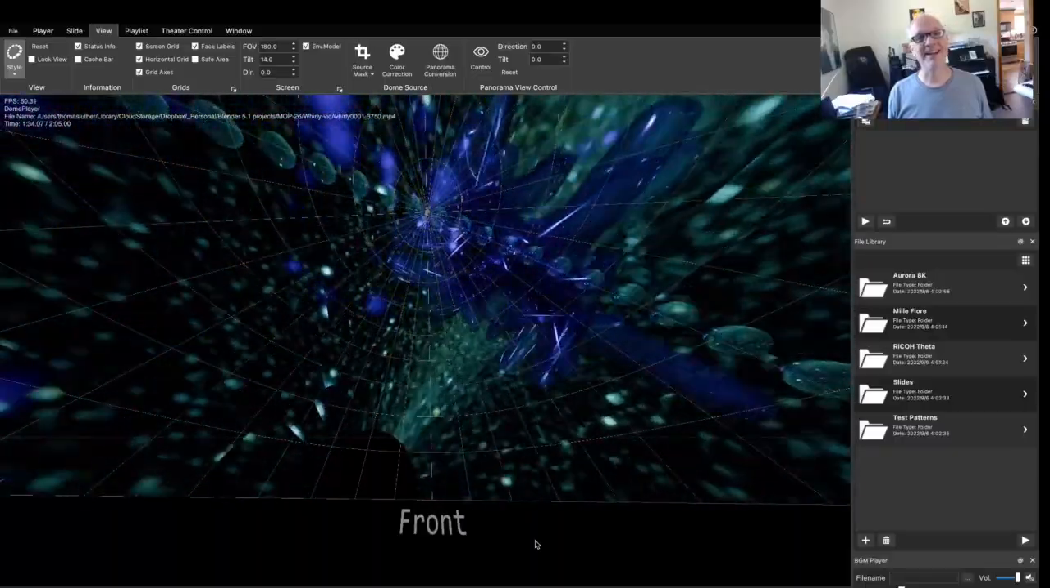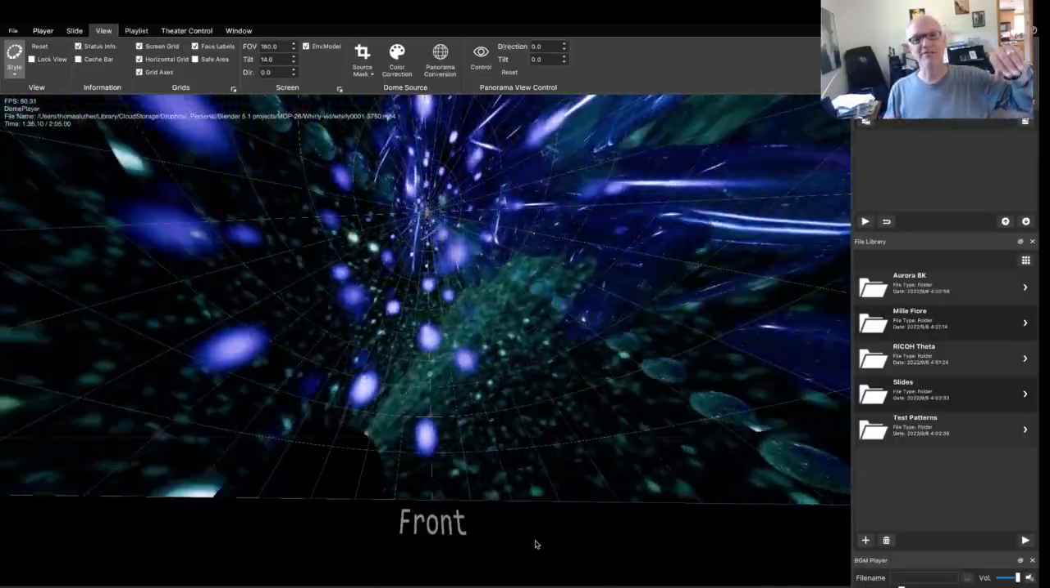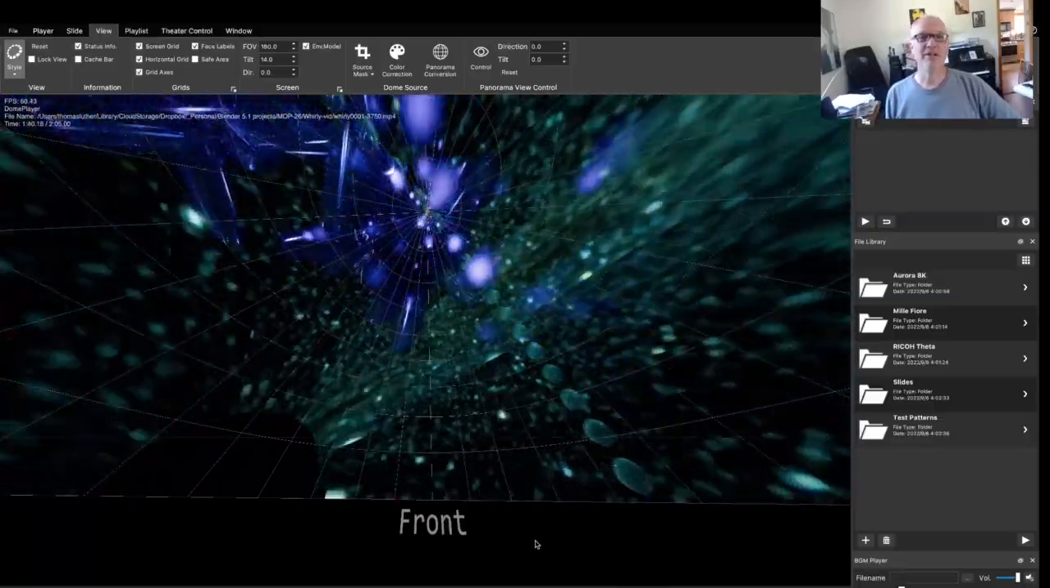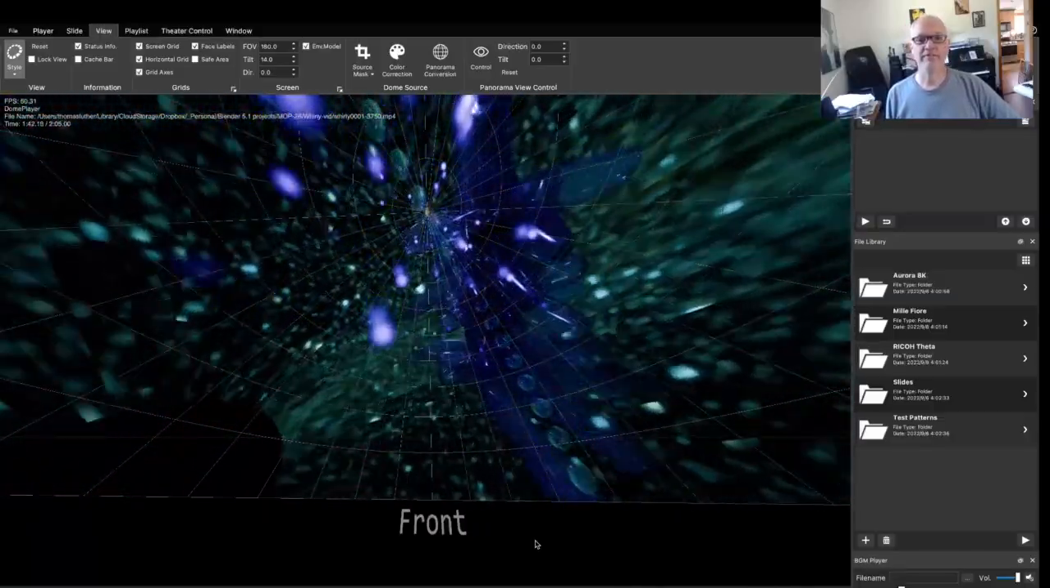But I like that. I like how you get those spheres kind of moving at an angle. Anyway, this is Amateras. This is me nerding out on a Saturday. So there.